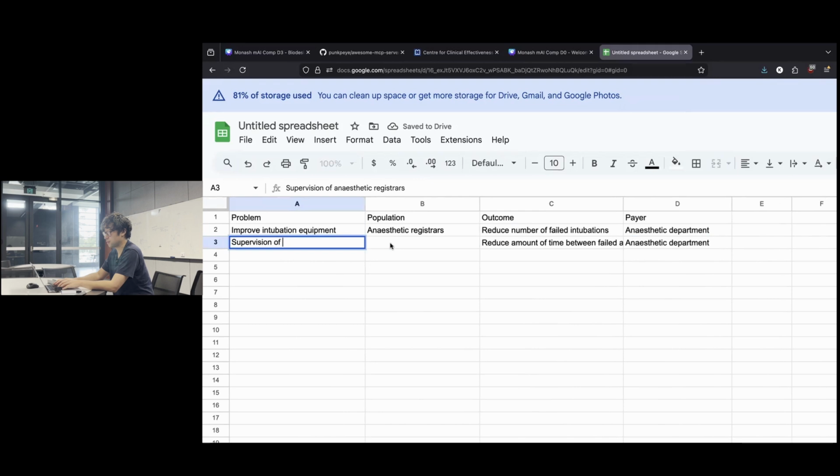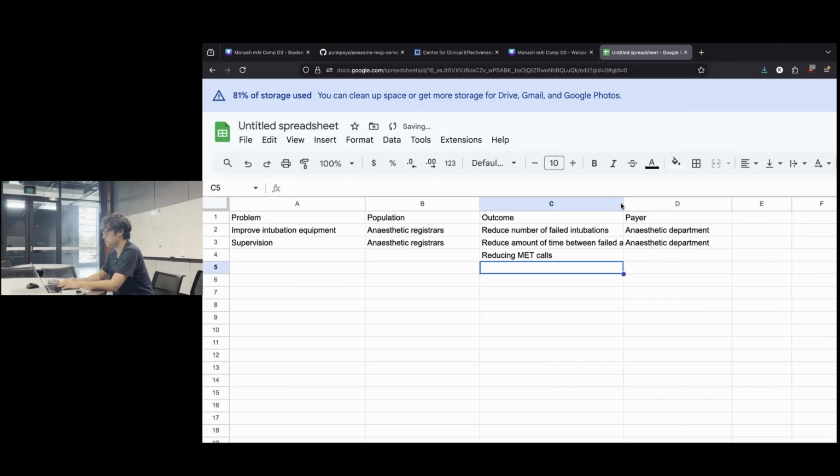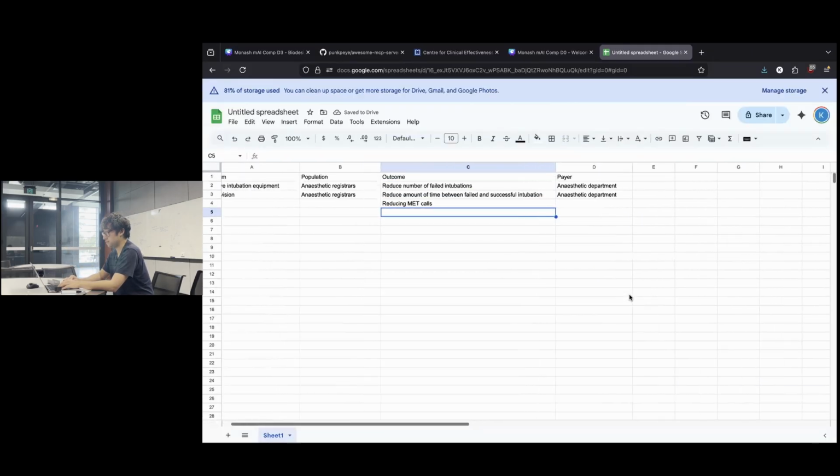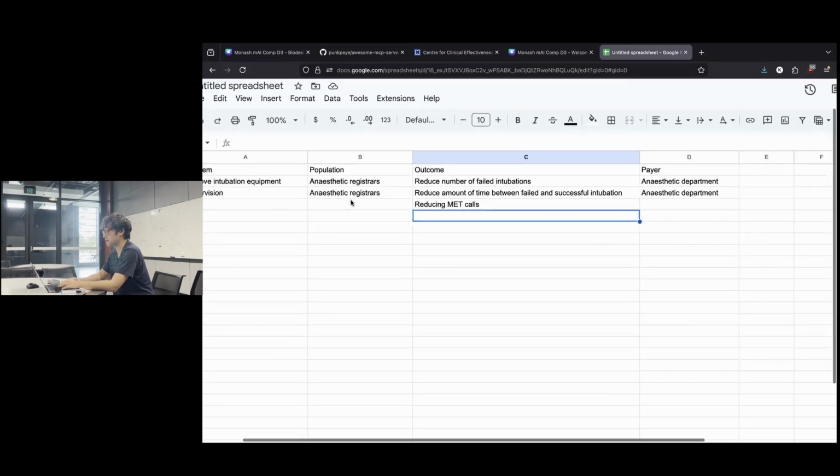Not really. The other outcome we thought of was maybe reducing met calls. Reducing met calls. Yes, absolutely. Okay, so yeah, what is that here? Reducing met calls. Okay, cool. Let's move on to the next theme. So did you guys think of any different populations, problems, or payers or outcomes?